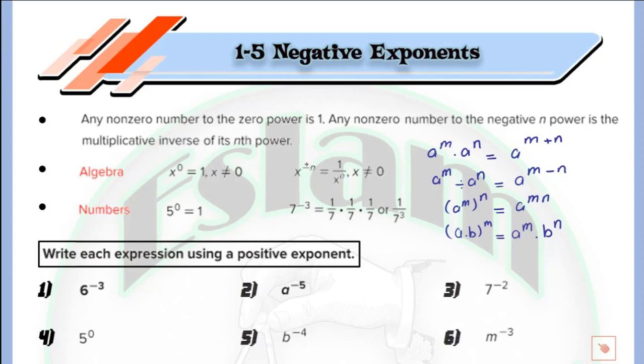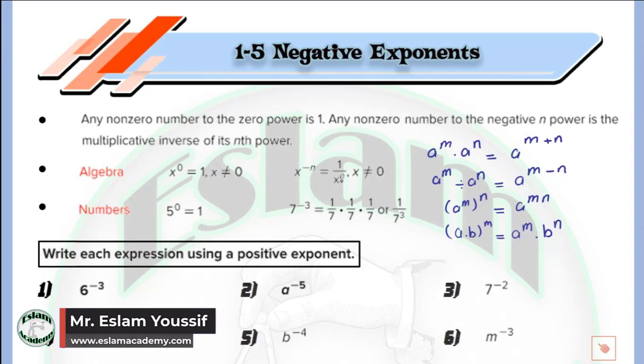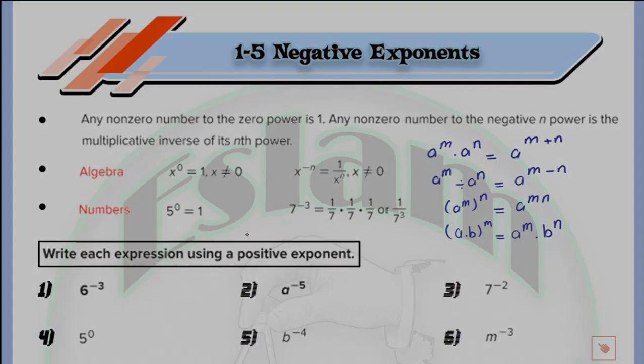Now for any number raised to a negative power, all we have to do is change the position. If this number is written in the numerator, it will be written in the denominator. Suppose that we have 7 to the power negative 3. So it will be equal to 1 over 7 to the power 3.